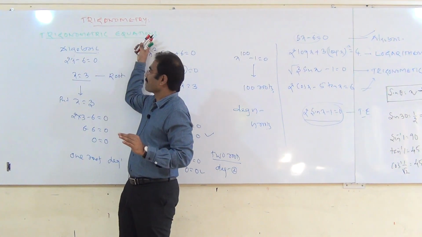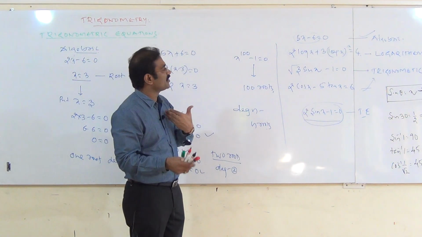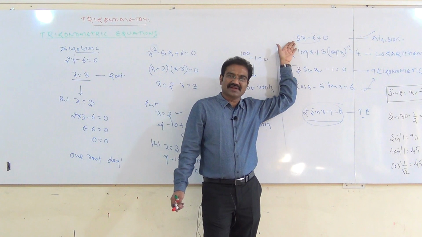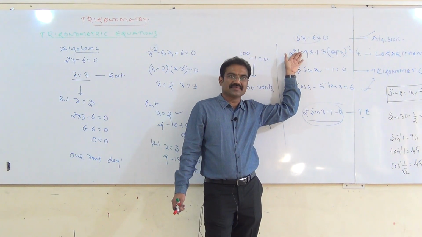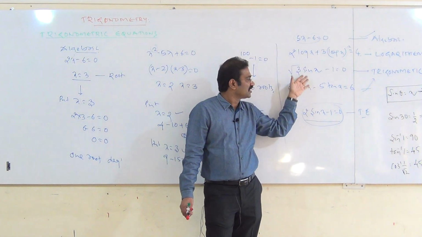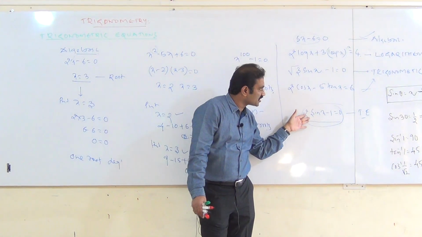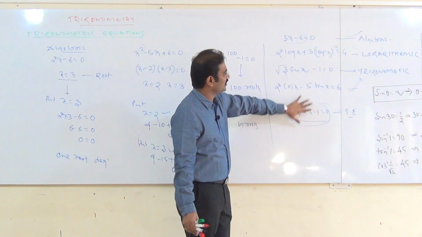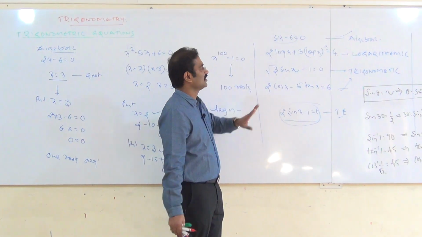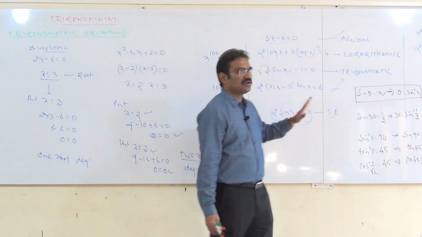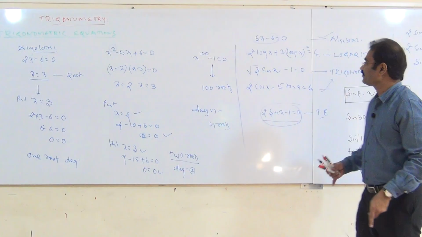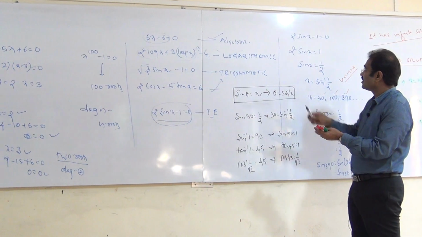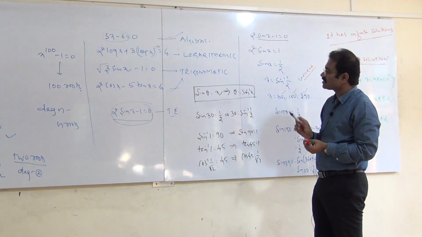Okay. Now, what is a trigonometric equation? If it contains algebraic terms, it is an algebraic equation. If it contains logarithmic terms, it is a logarithmic equation. If it contains trigonometric terms, it is a trigonometric equation. Now we are dealing with equations of this type. Now I want to solve one equation, that is 2 sin x minus 1. This is our trigonometric equation. I want to solve this.